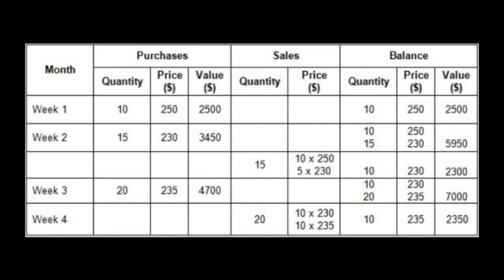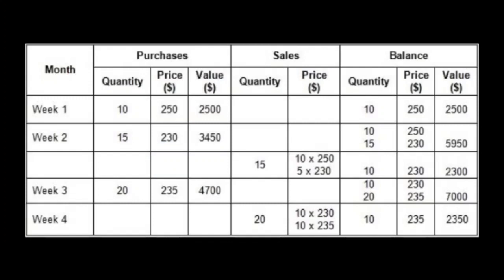Then in week 2 the company purchased 15 units at $230 and the value is $3,450. So the same shall be written in the balance column in the same sequence: the inventory which was purchased first will be written first, and then the one purchased second shall be written second. Then the cost shall be the same as that at which it was purchased.